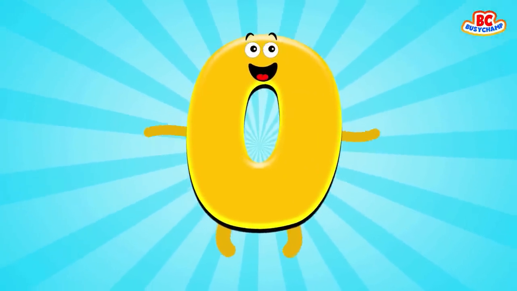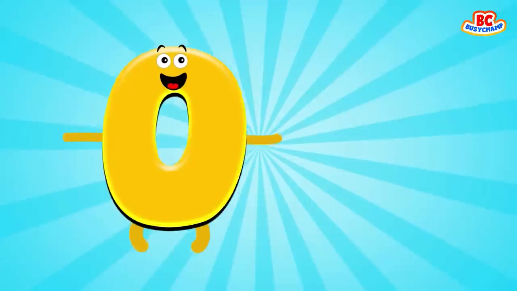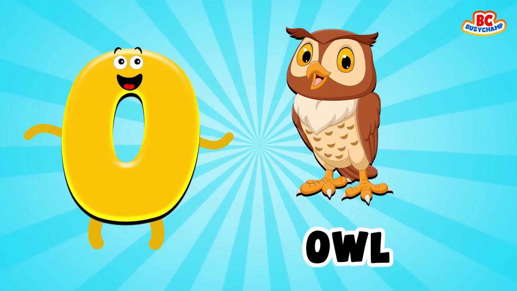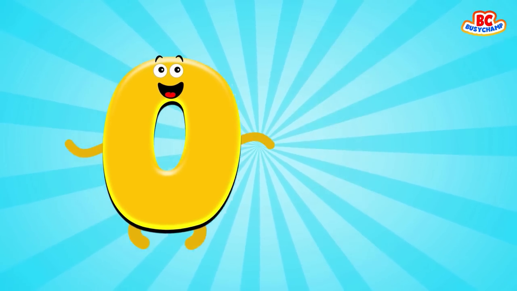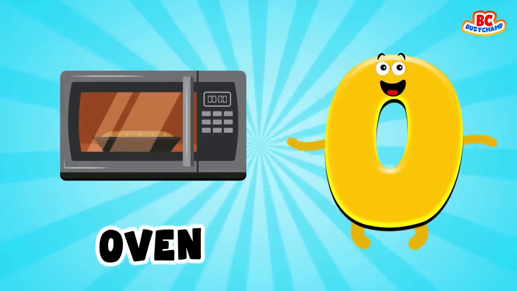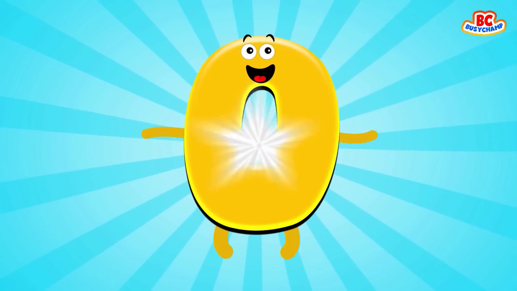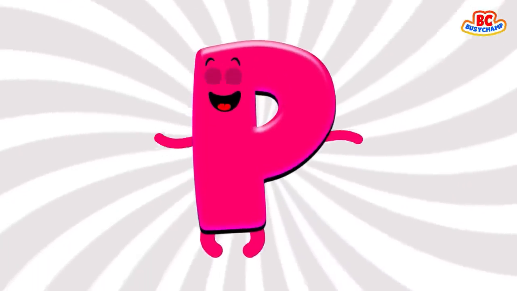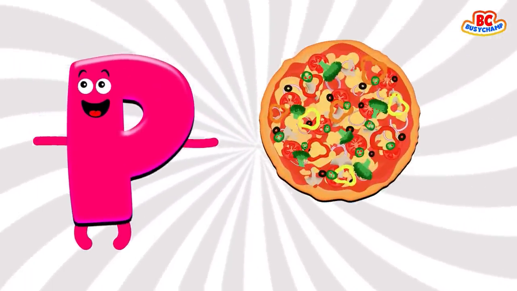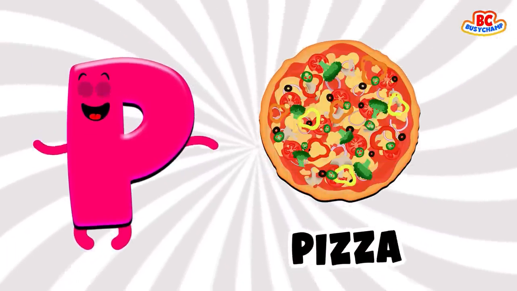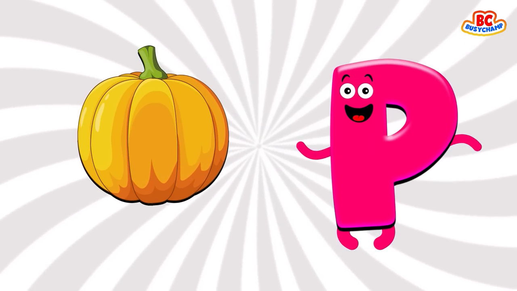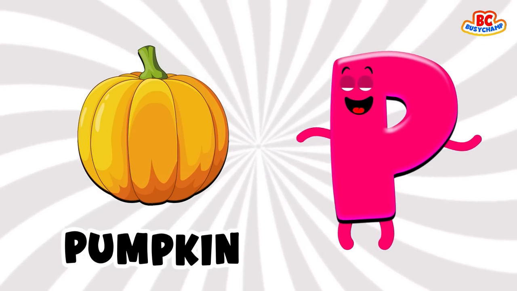Here comes the letter O. O. O says owl. O says oven. Here comes the letter P. P. P says pizza. P says pumpkin.